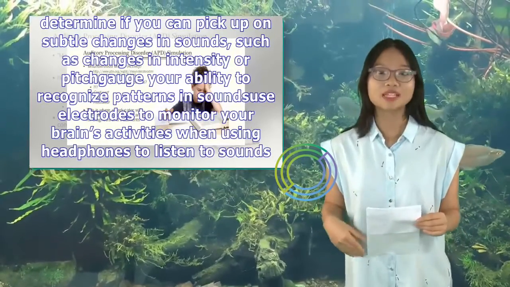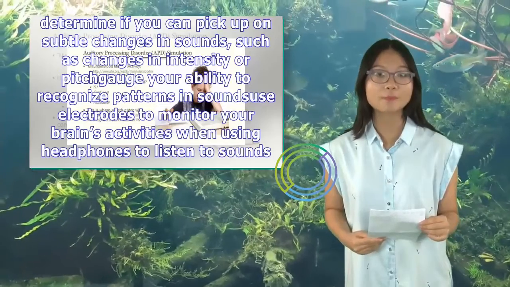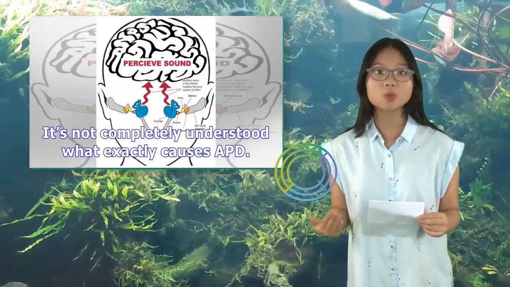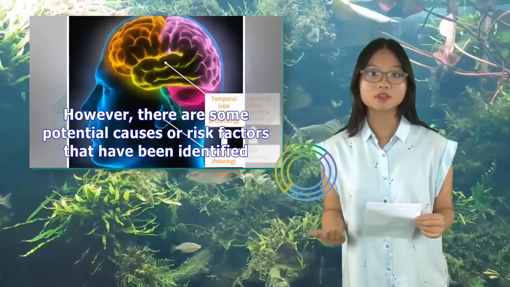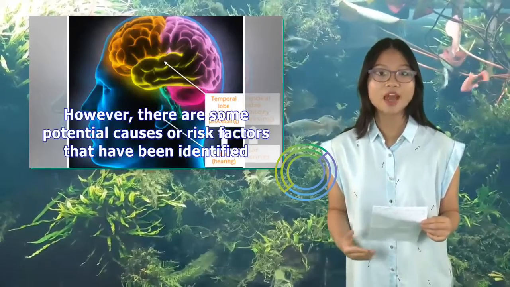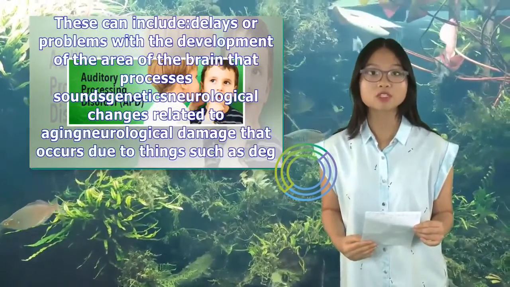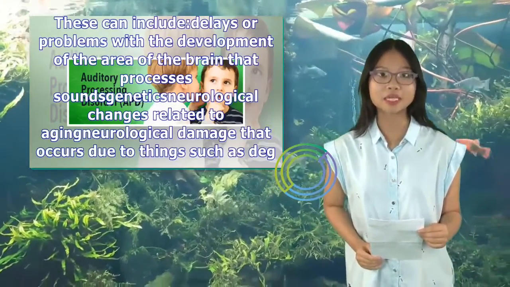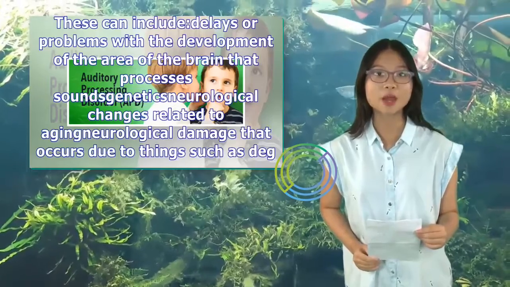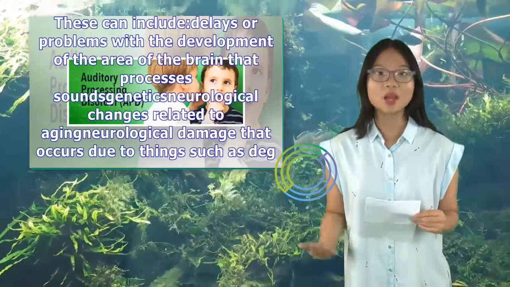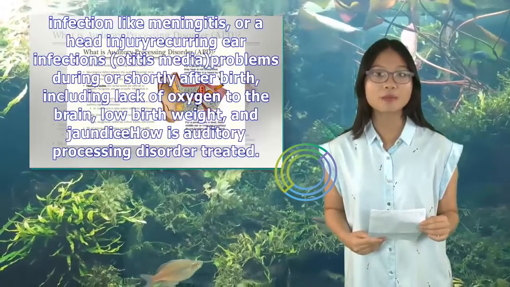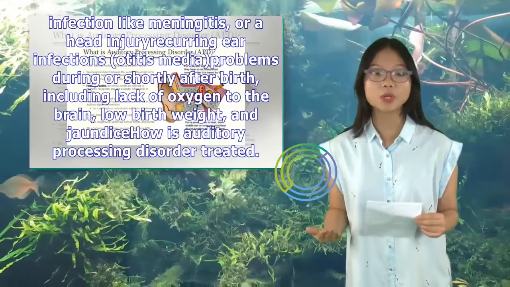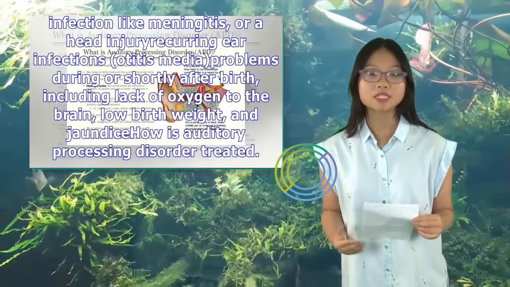What are the causes of auditory processing disorder? It's not completely understood what exactly causes APD. However, there are some potential causes or risk factors that have been identified. These can include delays or problems with the development of the area of the brain that processes sounds, genetics, neurological changes related to aging, neurological damage that occurs due to things such as degenerative diseases like multiple sclerosis, an infection like meningitis, or a head injury, recurring ear infections, otitis media, problems during or shortly after birth, including lack of oxygen to the brain, low birth weight, and jaundice.